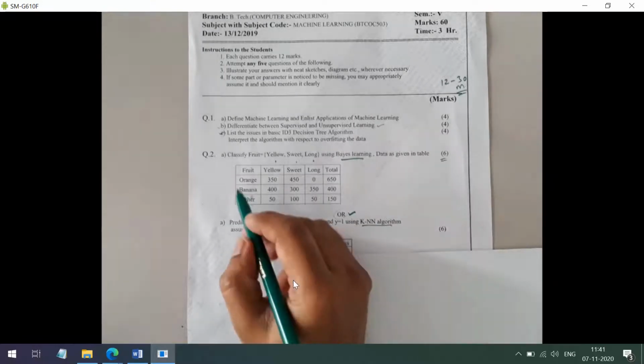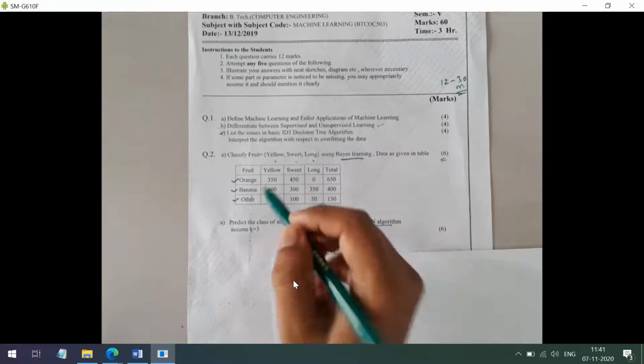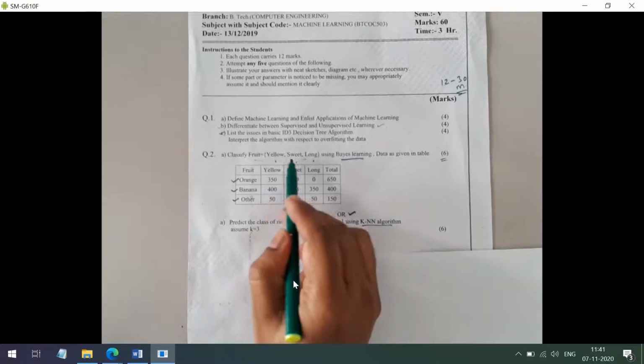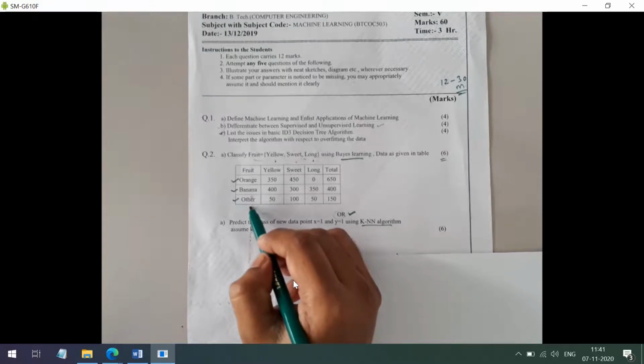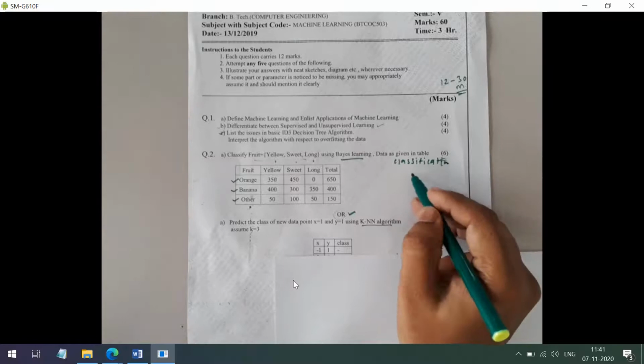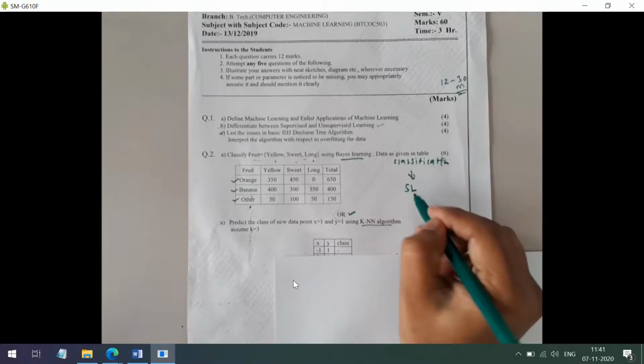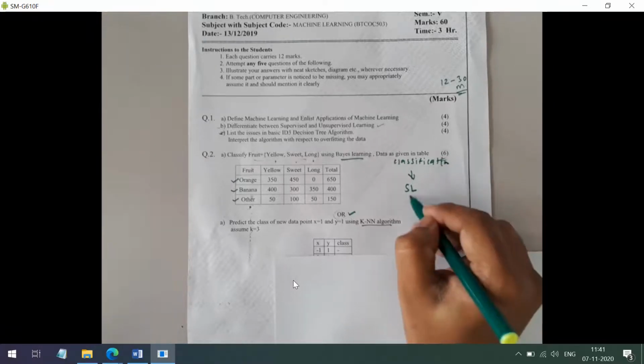And here how many classes are there? We have orange class, banana class and other class. Now this given instance may belong to orange or banana or other. So Bayesian classifier is used for the classification. And we have seen that classification comes under supervised learning, right? That means we will have labeled data.